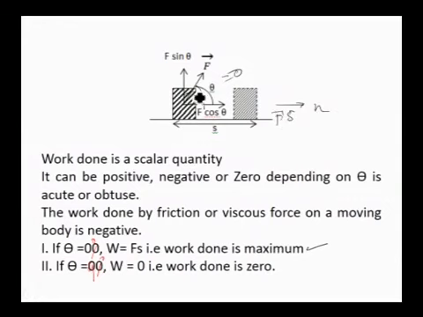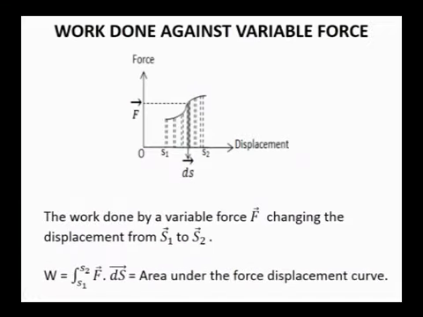And if the angle is actually 90 degrees, let us say theta is equal to 90 degrees, now you will see that the work done is equal to 0. Why? Because cos 90 is 0, and therefore the work done will be 0 in this case. So this work done can also be against the variable force.